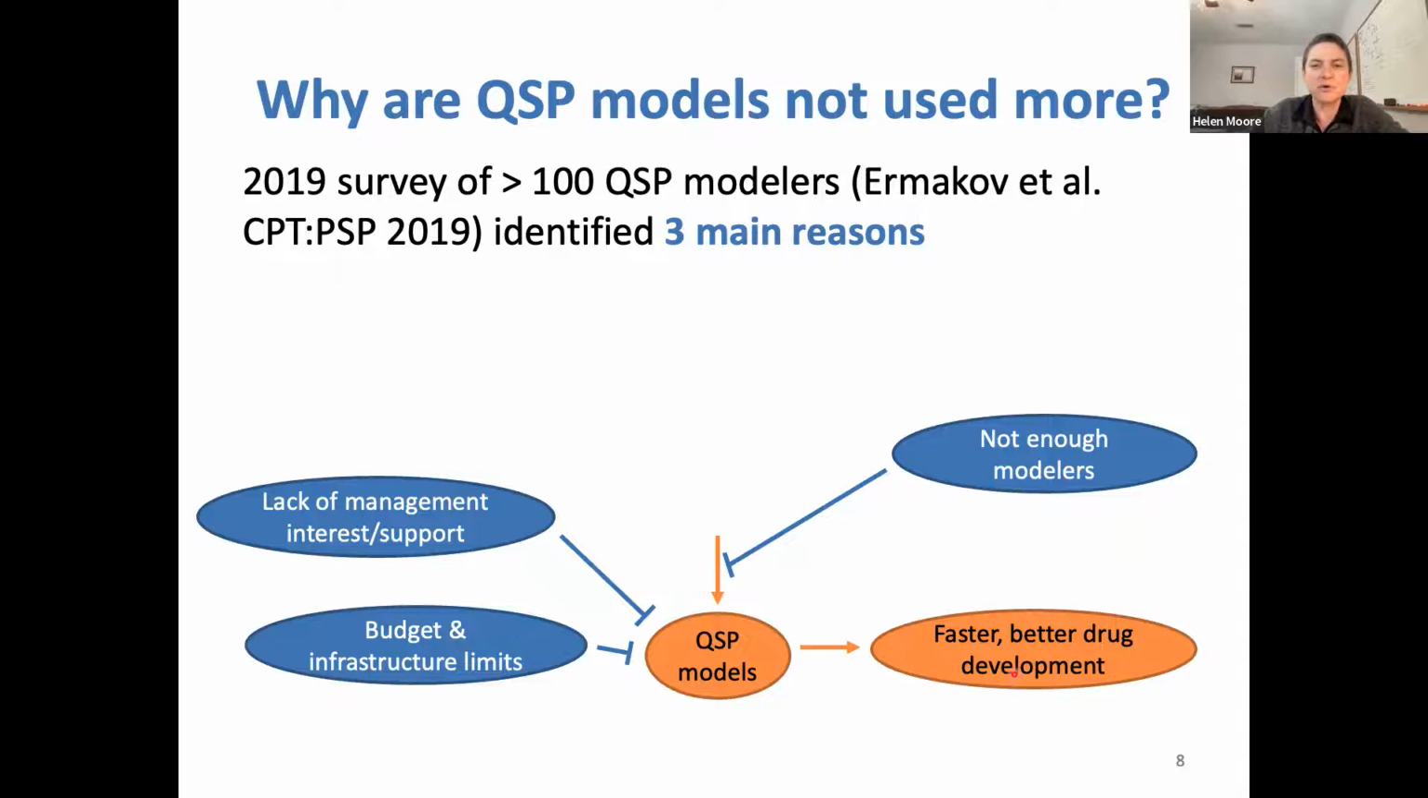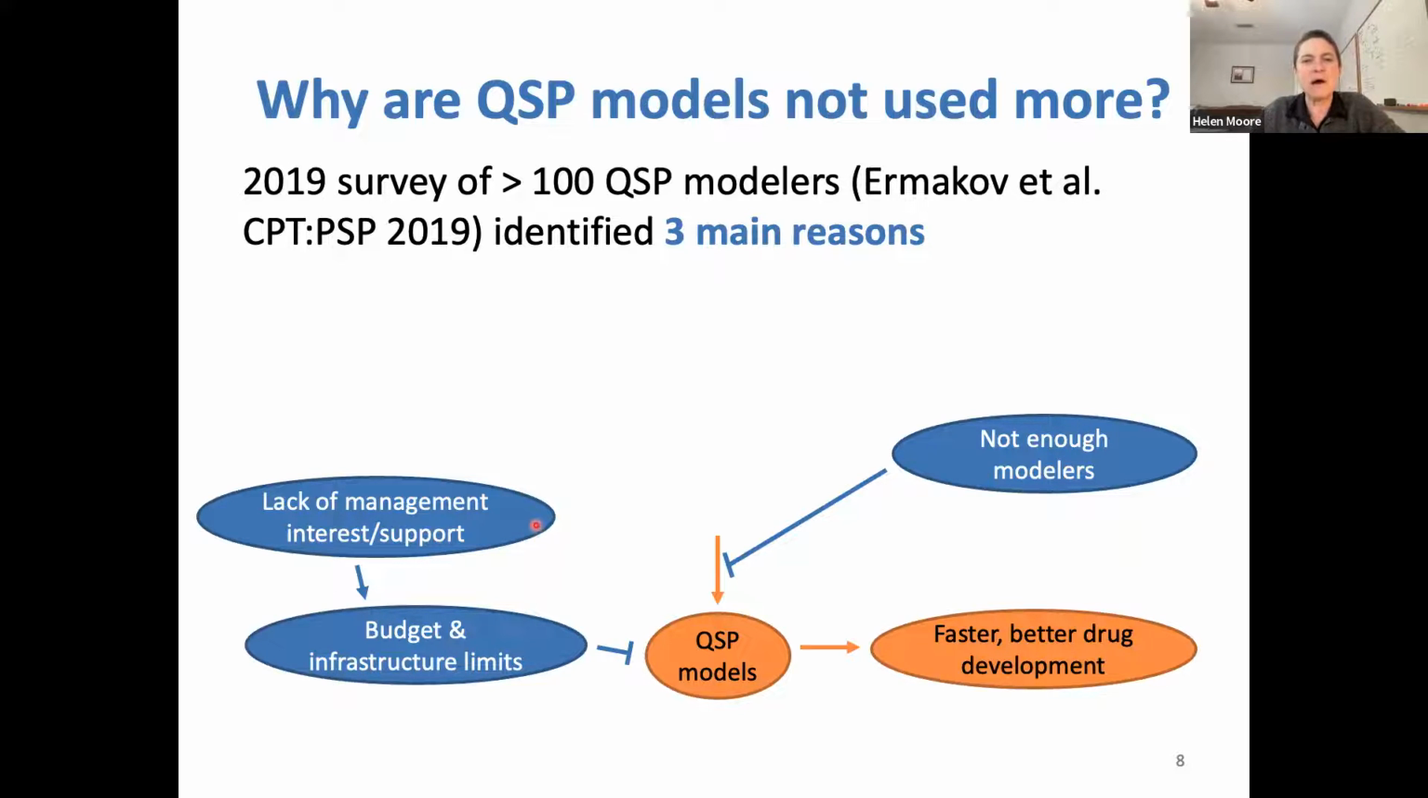Now, I actually will, so those are the 3-sided models, but this was a non-exclusivity choice. So you could choose multiple reasons. And so I actually think that the lack of management interest and support is the cause of the decisions that lead to budget and infrastructure limits for not supporting more modeling there. So I'm going to just limit it to this.